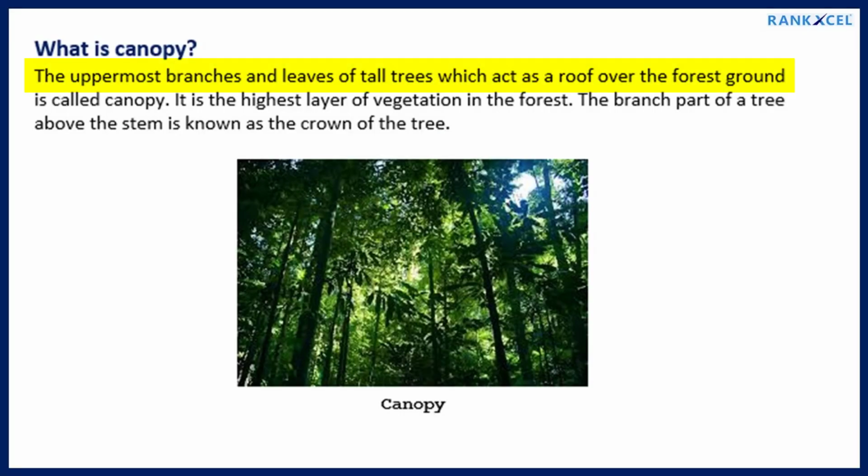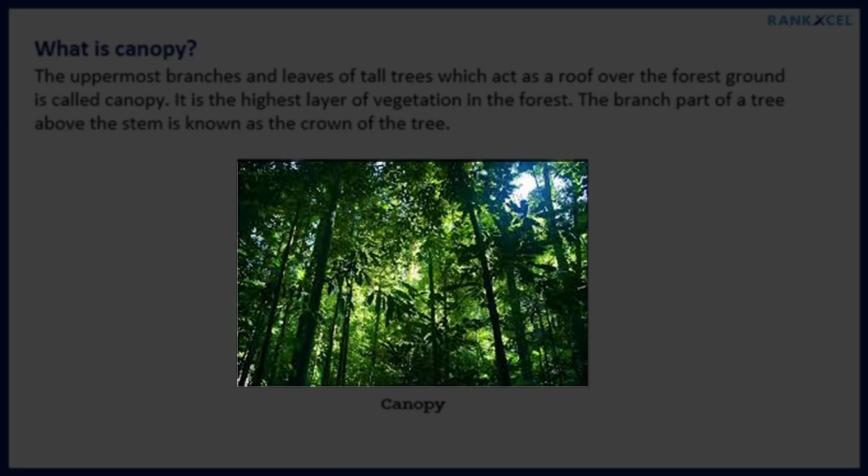What is canopy? The uppermost branches and leaves of tall trees which act as a roof over the forest ground is called canopy. It is the highest layer of vegetation in the forest. The branch part of a tree above the stem is known as the crown of the tree. Canopy.